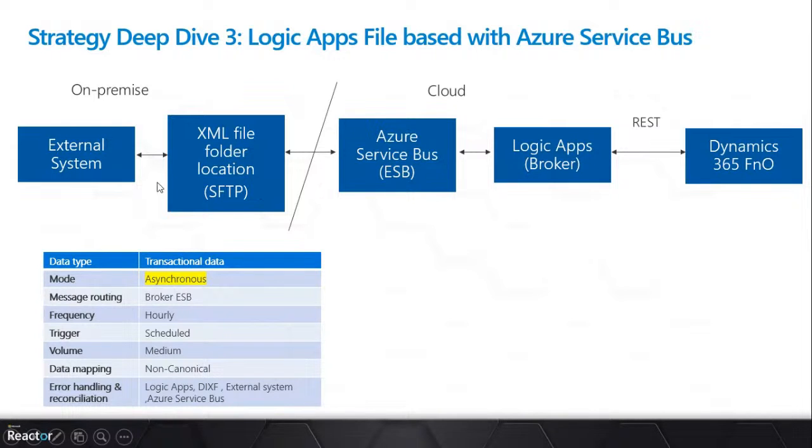Okay. So what happens is when the external system sends the files or the message, it goes to a service bus, and the service bus automatically triggers the Logic App, and FNO gets the information. It is again schedule based. That is how the trigger has been defined for this particular deep dive of a strategy.